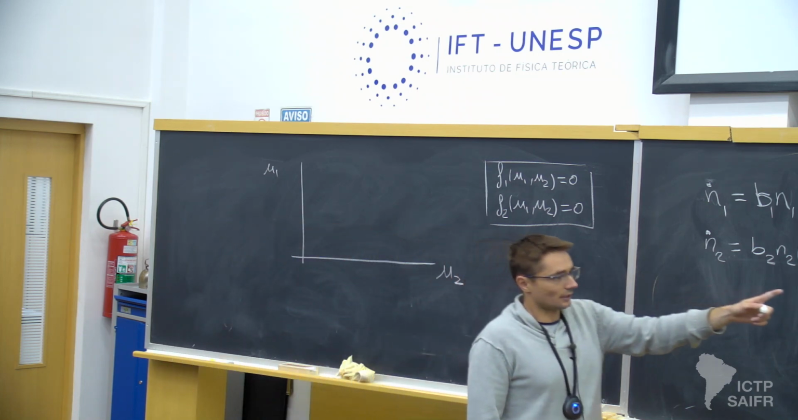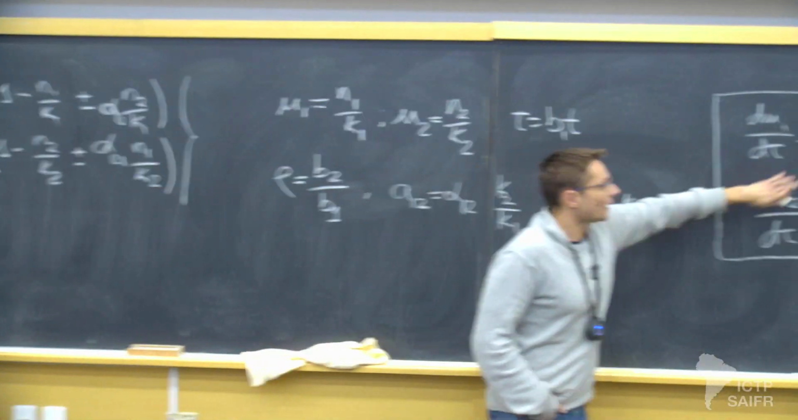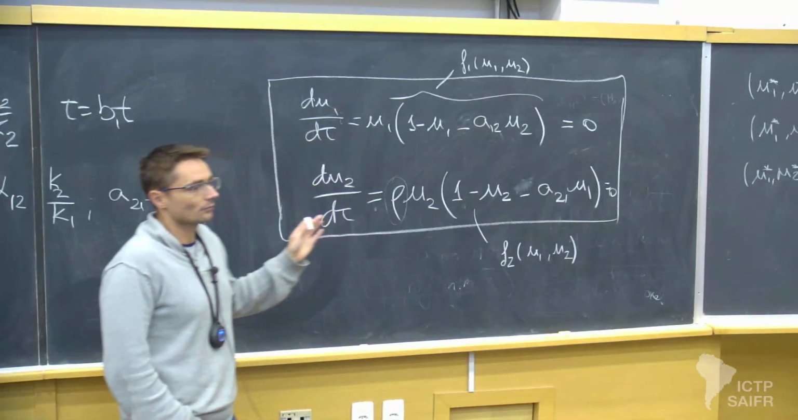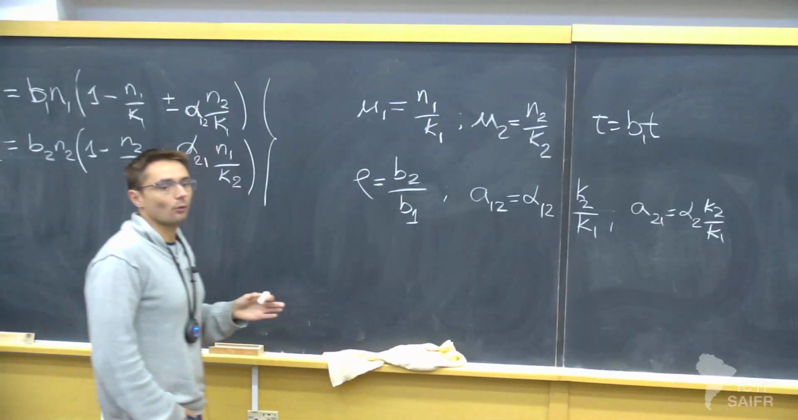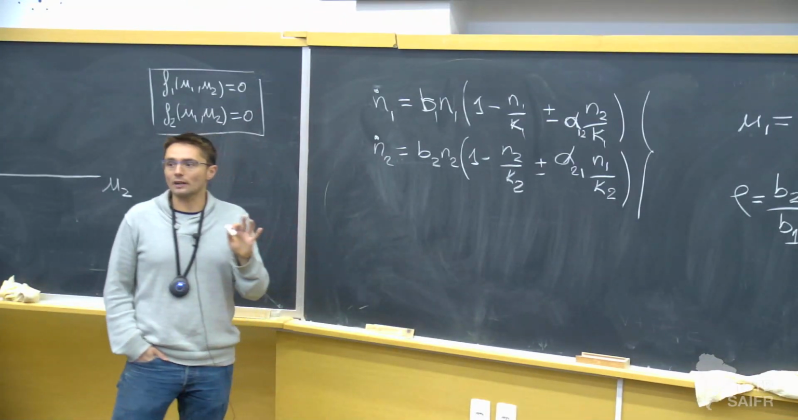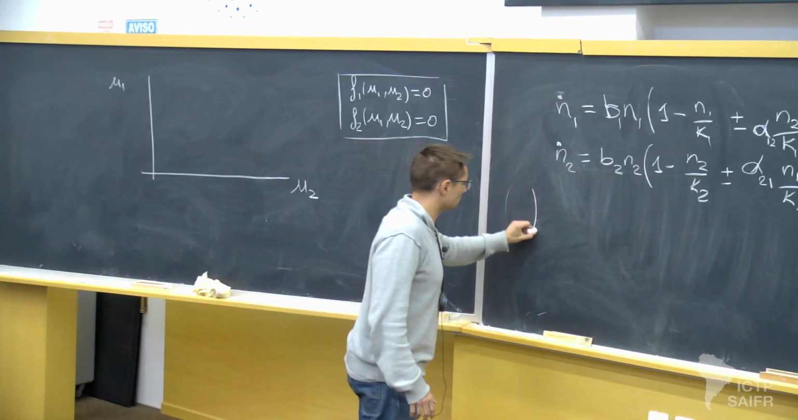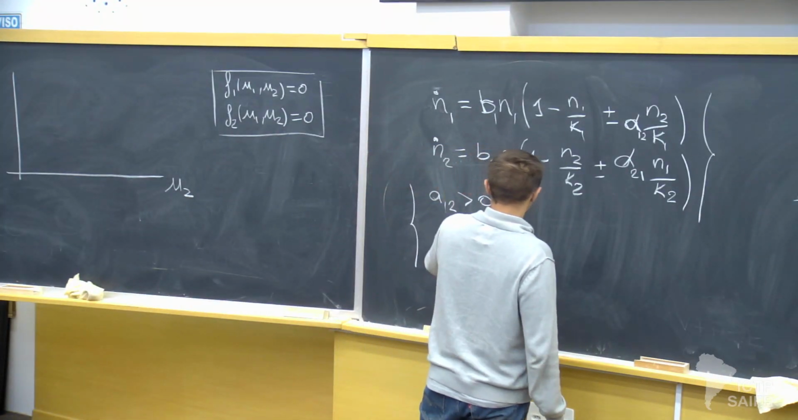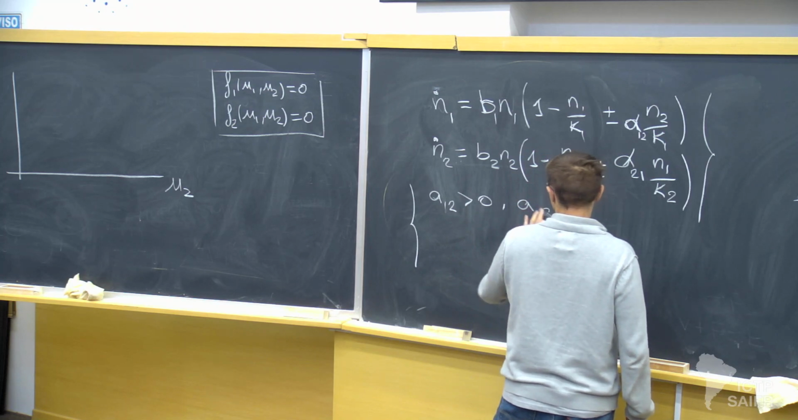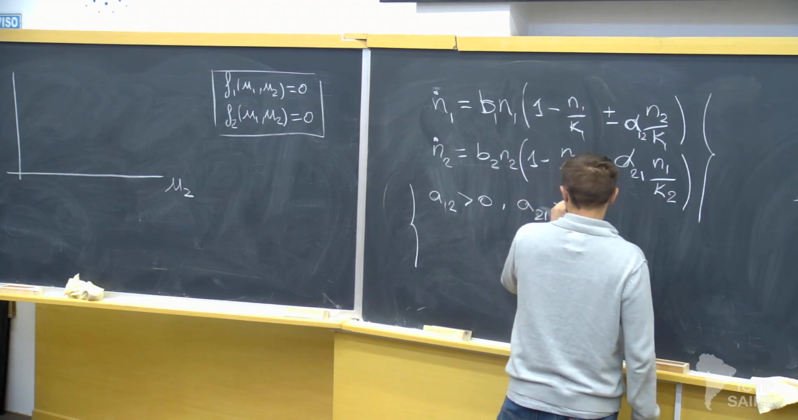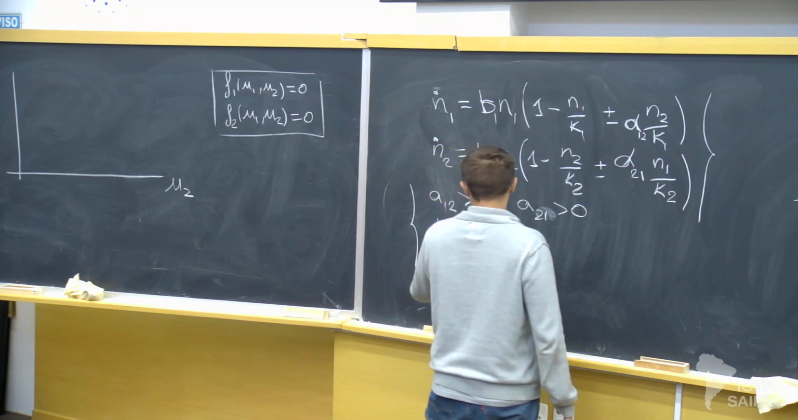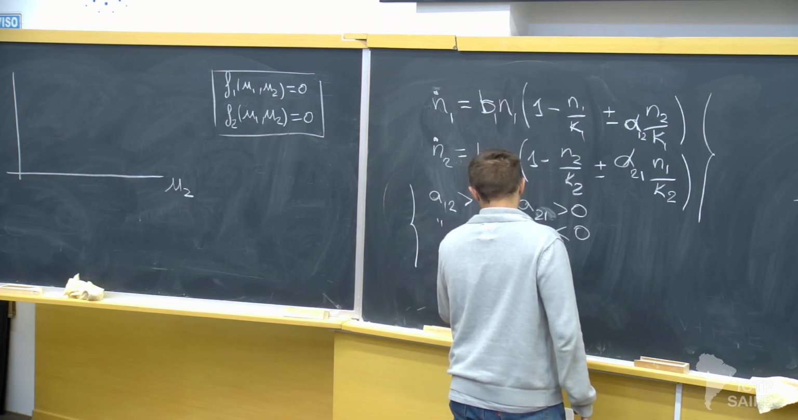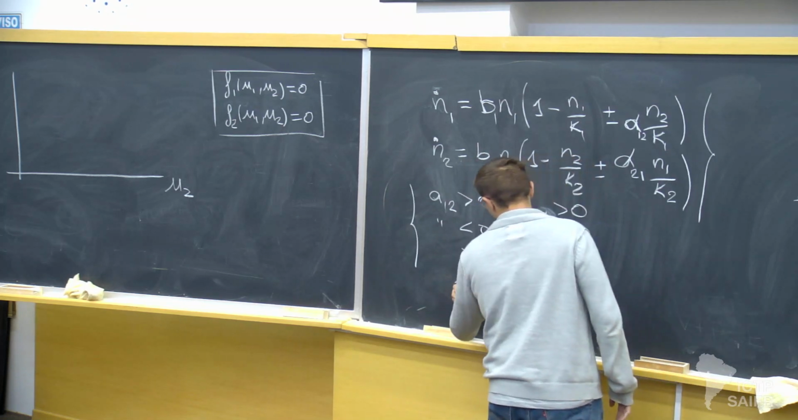So for these two lines here, how many cases do we have? We have A12 and A21 as the control parameters. They are the free parameters, and we have 4 different cases. In one case both of them are positive, both of them can be negative, one can be positive and the other one negative, and the other way around.